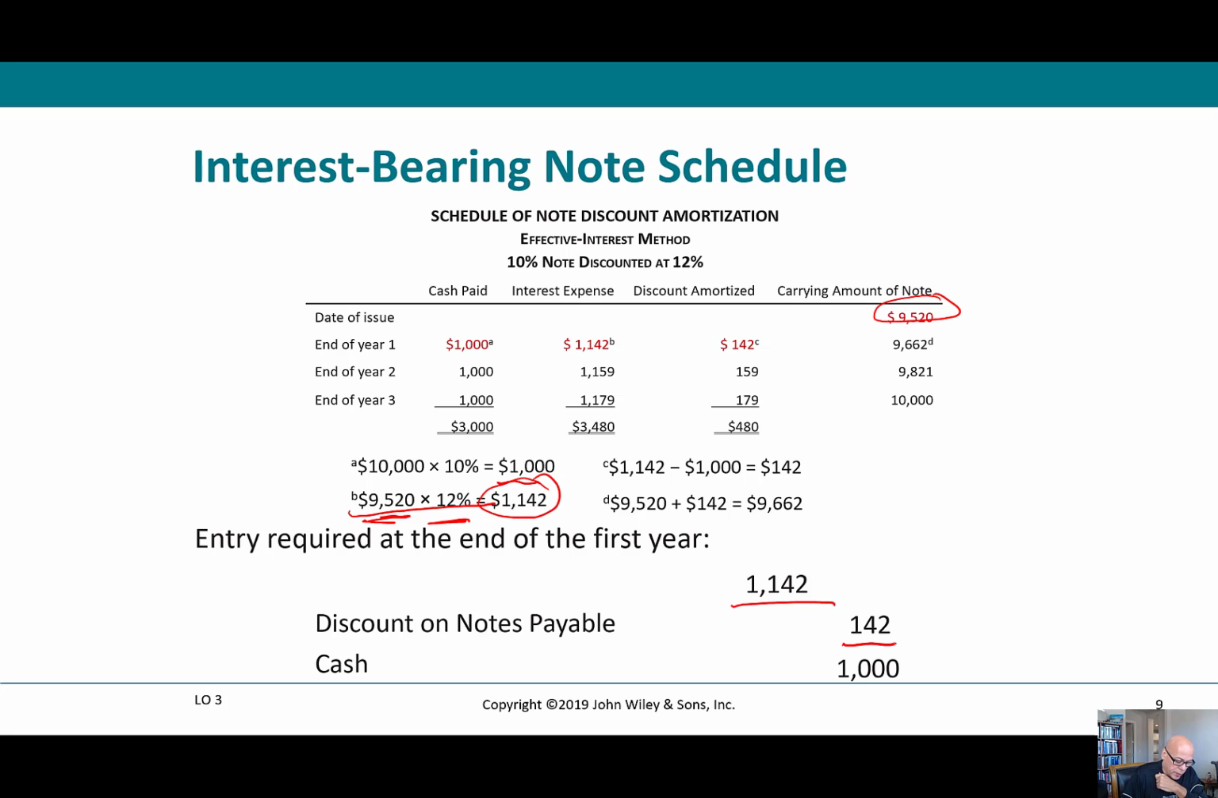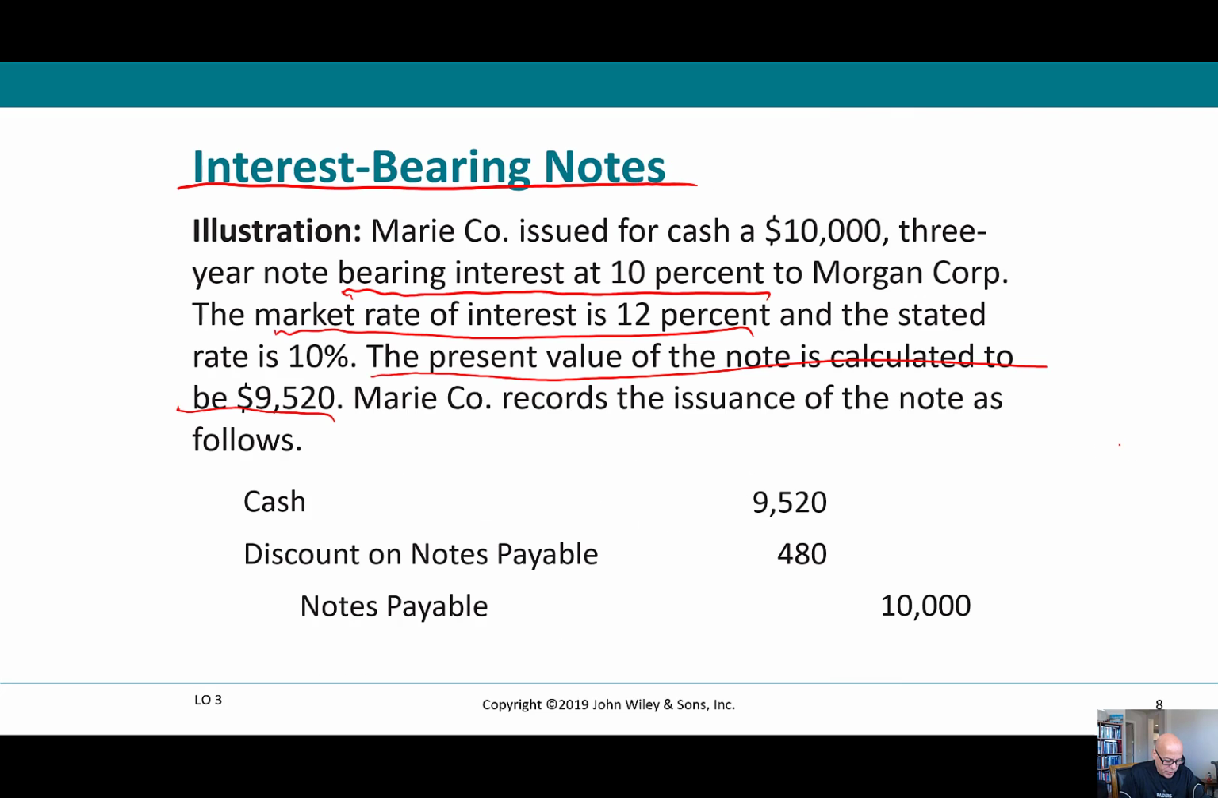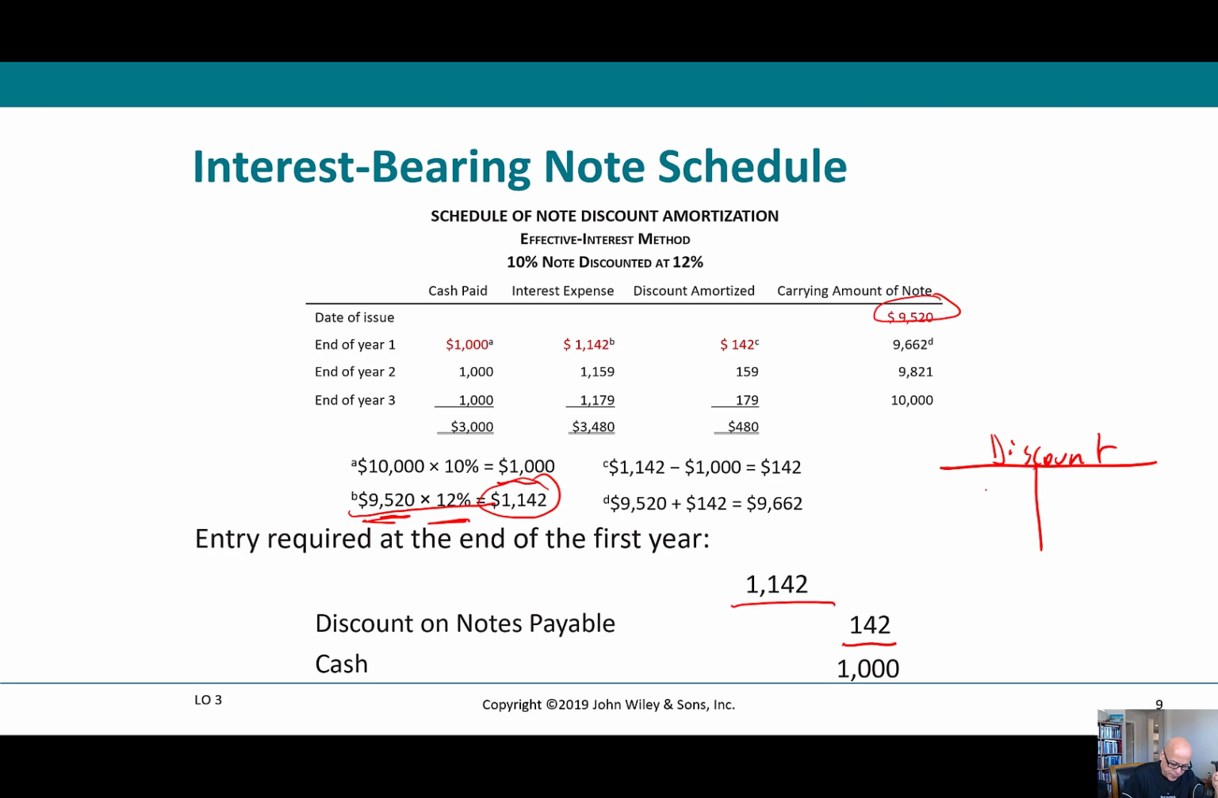When I started out, the discount had 480. I had debited the discount, bringing down the carrying amount of the note. I just credited it 142. That leaves a balance in there after that first year: 480 minus 142 gives me 338.